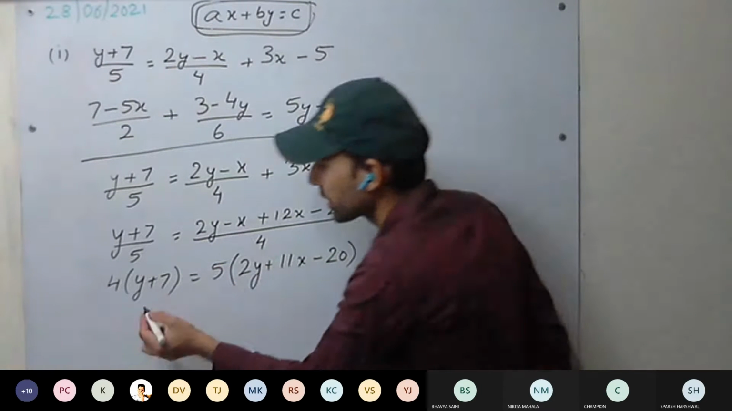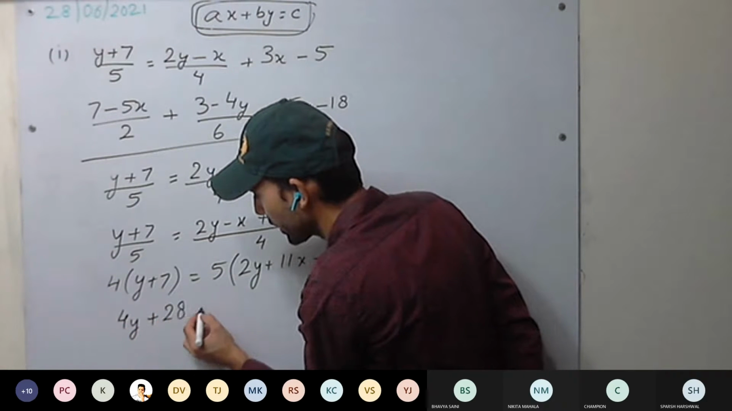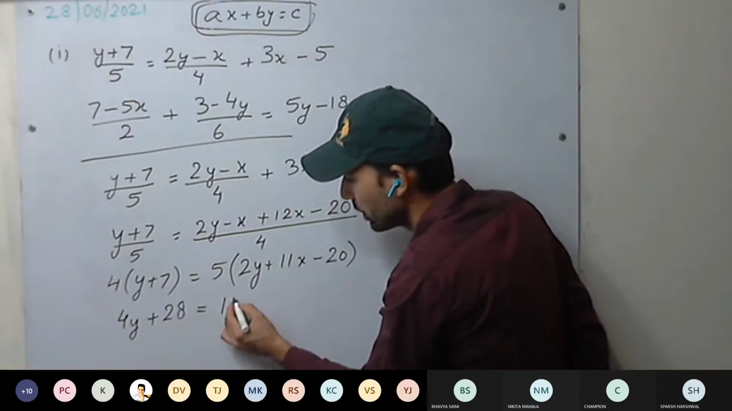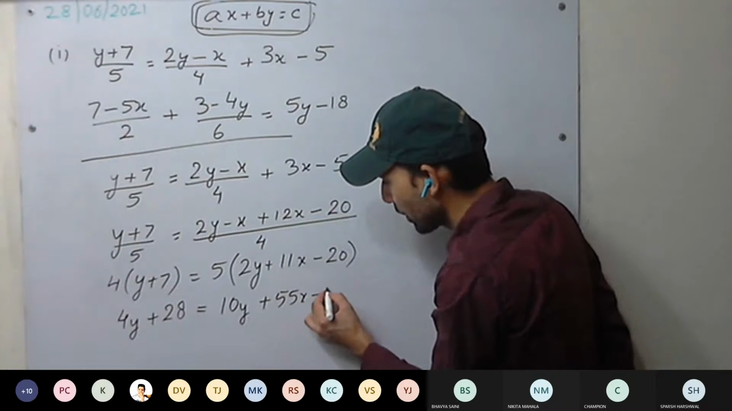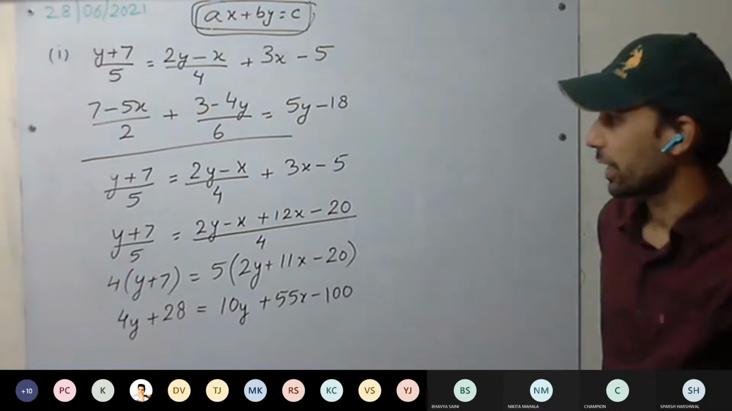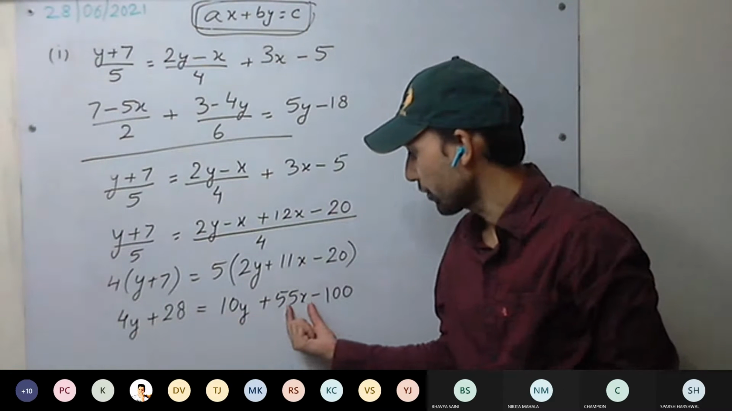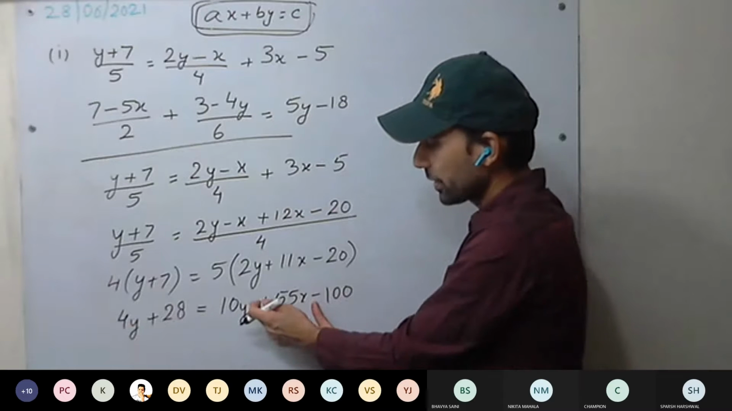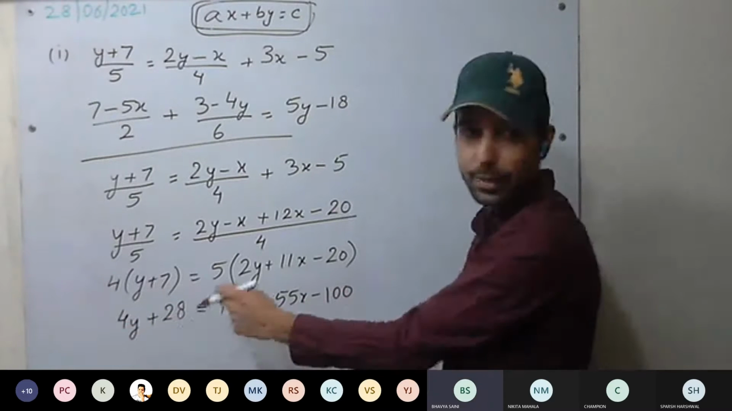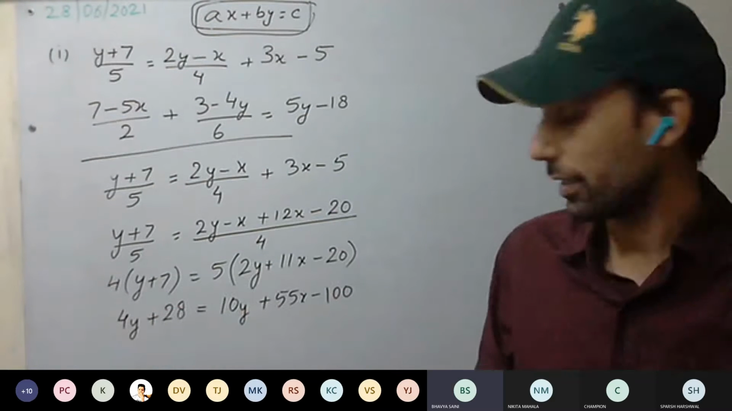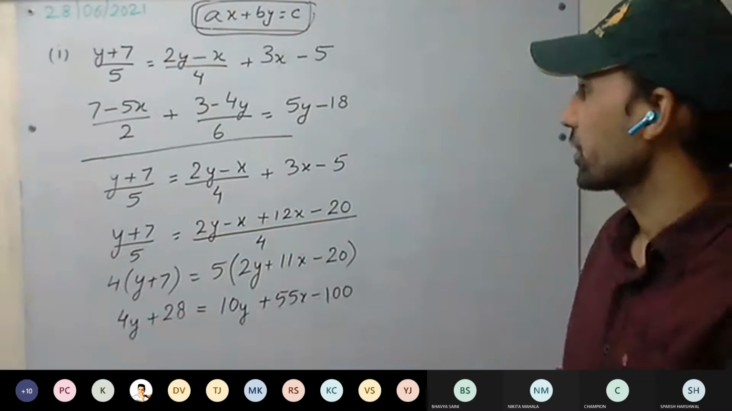Now simply open the bracket. 4y plus 4 sevens are 28 equal to 10y plus 55x minus 100. Now you can see we are getting 4y and 55x. Take 4y to this side, 6y, and take minus 100 to that side, 100 plus 28 is 128, you will get. Now you can solve further. Now solve the second equation.